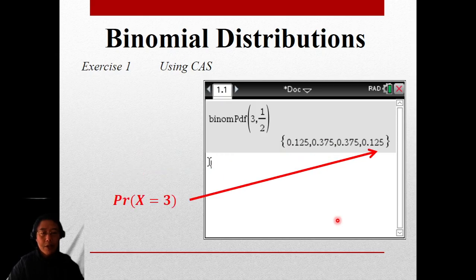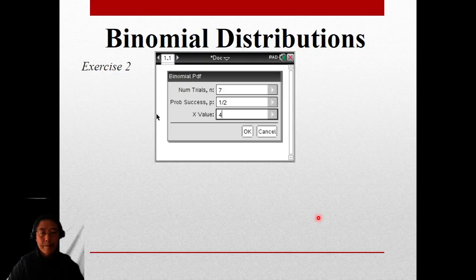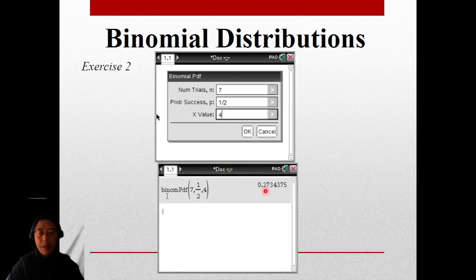Okay, so what I just said before, for exercise 2, you use the same menus, so menu 5, and binomial PDF. You enter the values. This time you will set a value of 4 for the x value, and you'll get the same answer as we did by hand.